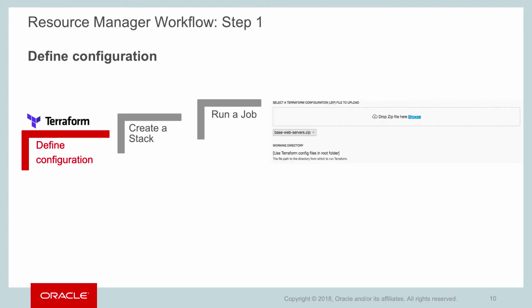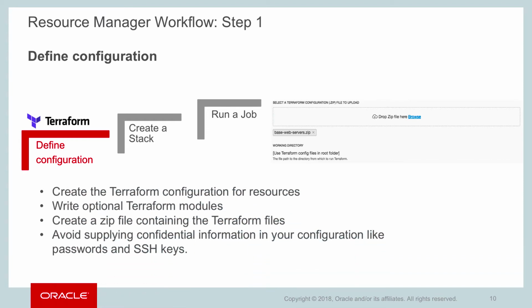All right, let's take a look at the Resource Manager workflow. On step 1, you define your configuration by creating the Terraform files for OCI resources. It's also very important to avoid hard-coding information like passwords and SSH keys inside of your Terraform files. Once you're done with the configuration, you must create a zip file with all the Terraform files that you created. Also, make sure that your Terraform files are at the root level. Resource Manager is not capable of locating configuration files that are inside a directory within the zip file.